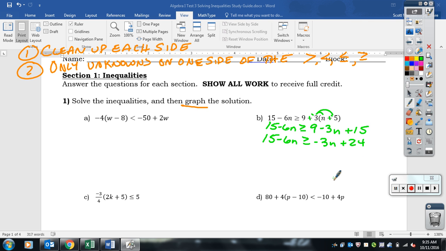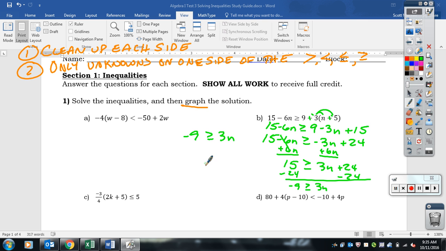We have variables on both sides. So I'm going to get rid of the negative 6n. I'm going to add 6n and add 6n. This is now 15 is greater than or equal to 3n plus 24. Now it's a normal two-step. I had variables on both sides, got rid of that. Now I can solve normally. Minus 24, minus 24. Negative 9 is greater than or equal to 3n. Let me rewrite it over here.